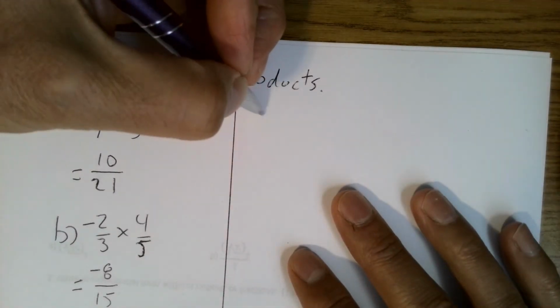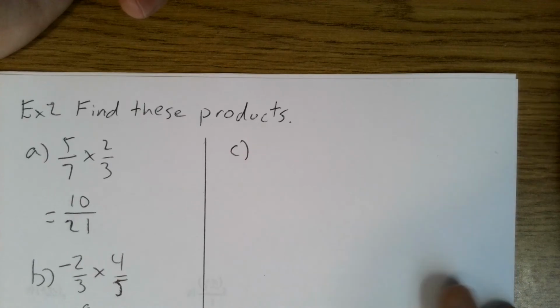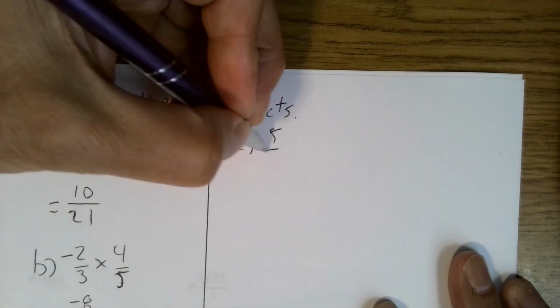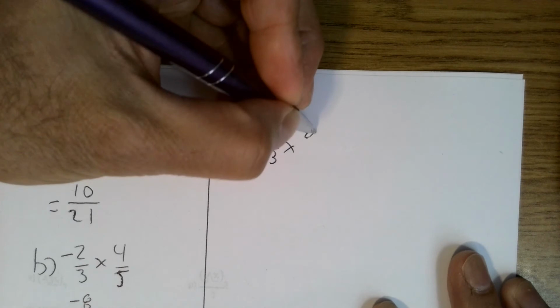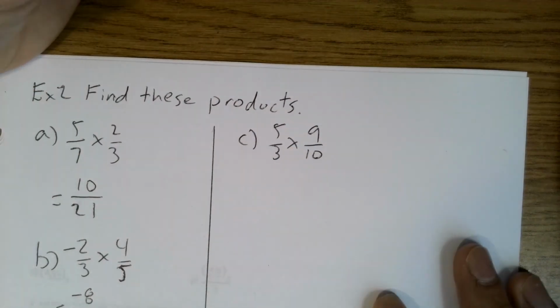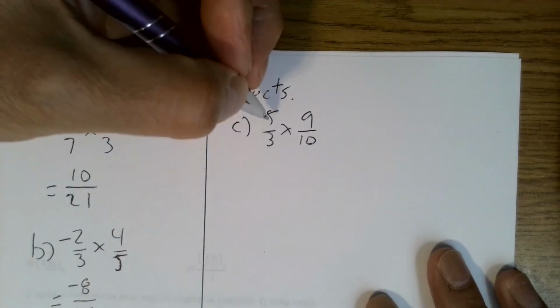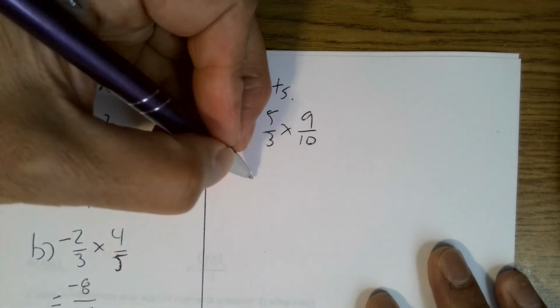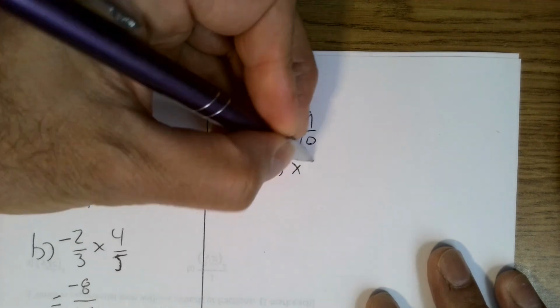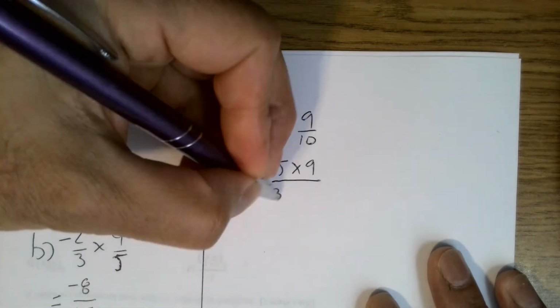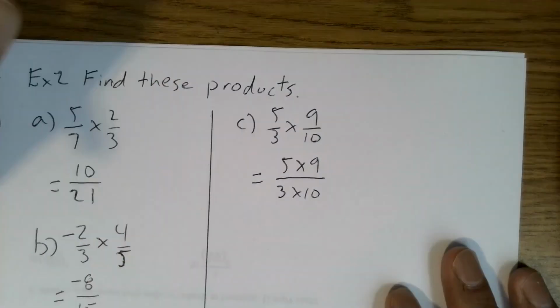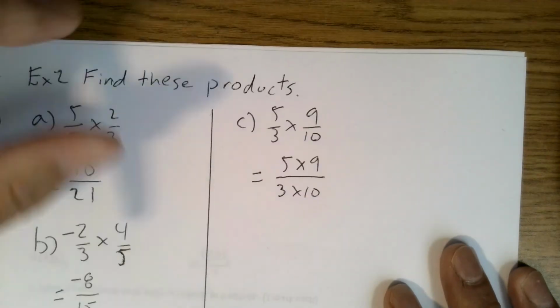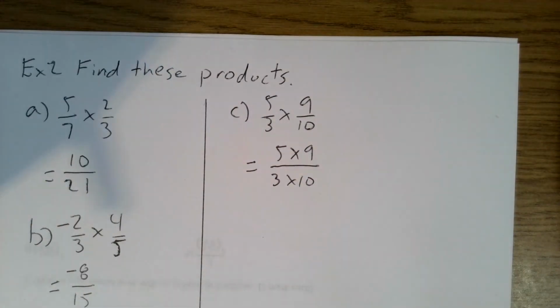So let's do C again here. So you remember C was 5/3 times 9/10. Okay, and you remember we went 5 times 9 was 45, 3 times 10 was 30, and then we reduced it. Well, let's just think about this as 5 times 9 instead of 45, and 3 times 10 instead of 30. And now we can start simplifying without having such big numbers as 45 and 30, which is going to be especially important in D, because we don't want big numbers like that.